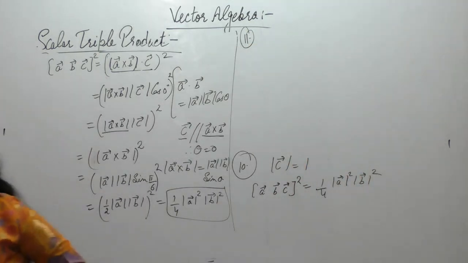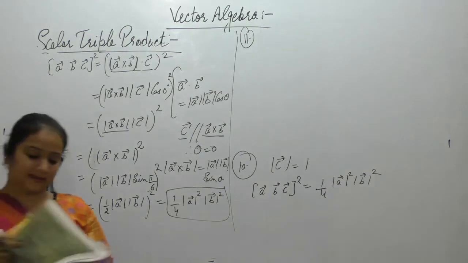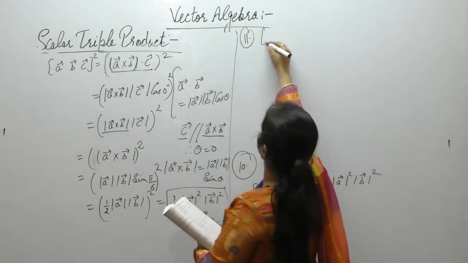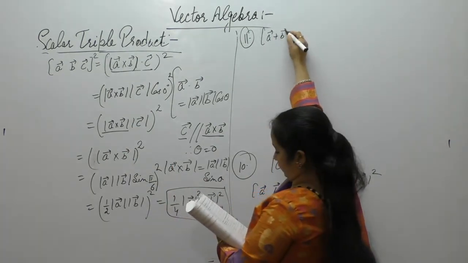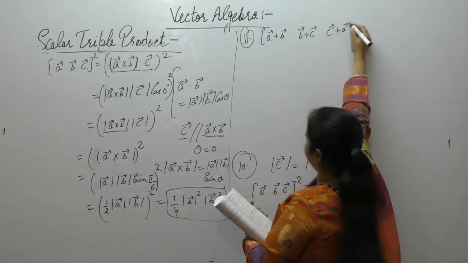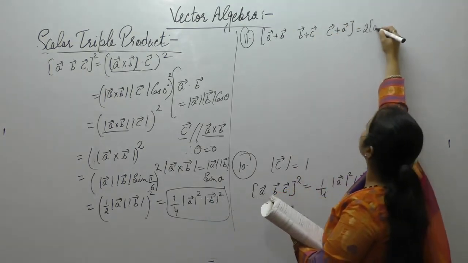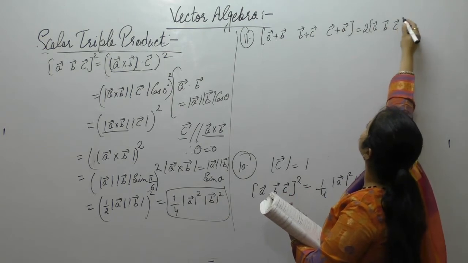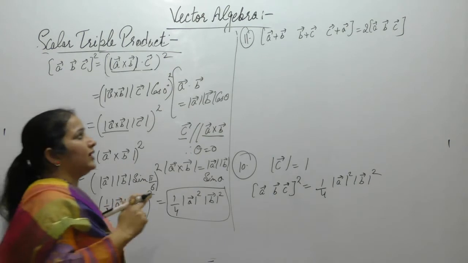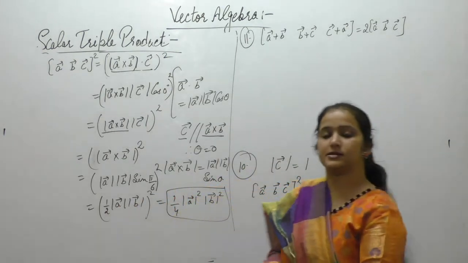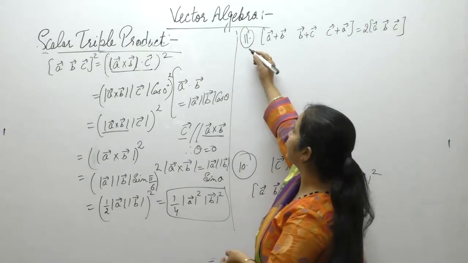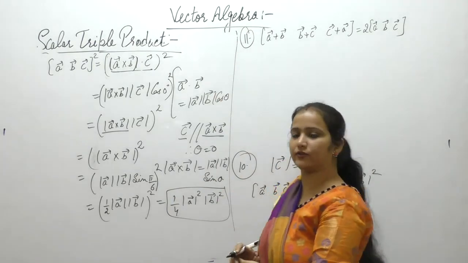Now the next one. For any three vectors A, B, C, prove that the scalar triple product of A plus B, B plus C, C plus A is equal to 2 times A, B and C. We can solve it by two methods. In this question, I will solve with both methods, but in the next question, we can do any one of them.